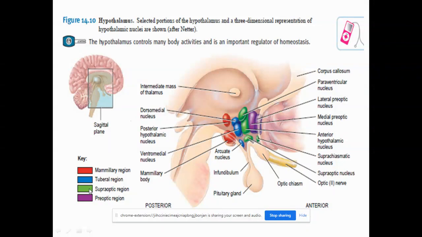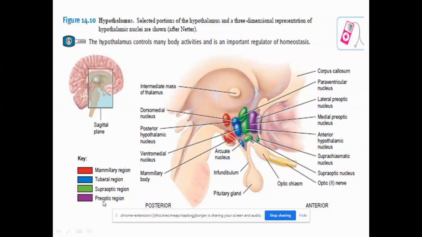The third one is the green colored one called the supraoptic region. So it is made up of nuclei like the paraventricular nucleus, anterior hypothalamic nucleus, supraoptic nucleus, and suprachiasmatic nucleus. So these are the four different nuclei present in the supraoptic region.